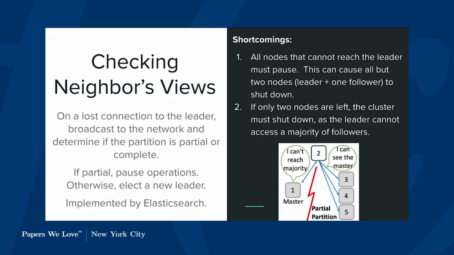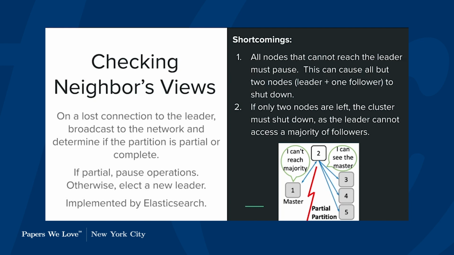Now we'll talk about the Elasticsearch implementation. So on a lost connection detected, we broadcast to the network and determine if the partition is partial or complete. Again, same as before. If it's a partial network partition, we're going to pause operations. If it's a full one, we're going to elect a new leader. Again, this is focused on the fact that Elasticsearch has a leader and a bunch of followers, masters and replicas in their terminology. So that means that all nodes that can't reach the leader must pause.